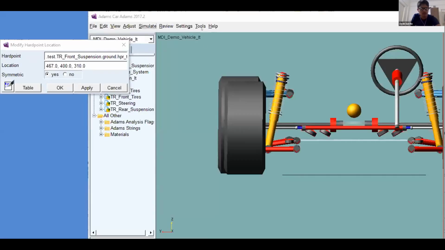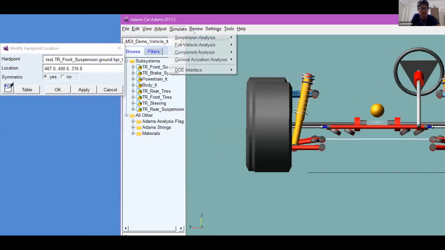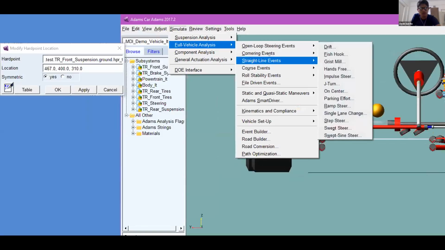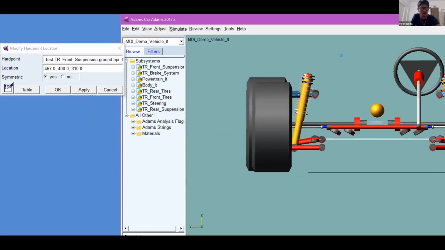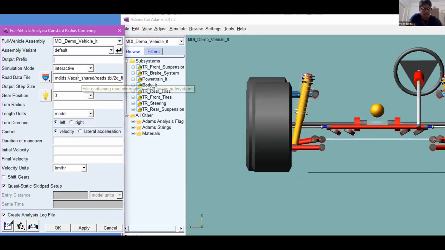So let's do a parallel link. We'll do a cornering simulation, a constant radius cornering. Let's call it parallel links. We'll give our output step size of 0.1. Our turning radius of 33 is standard in the industry, 33 meters.